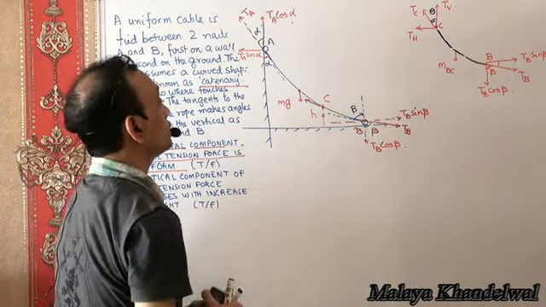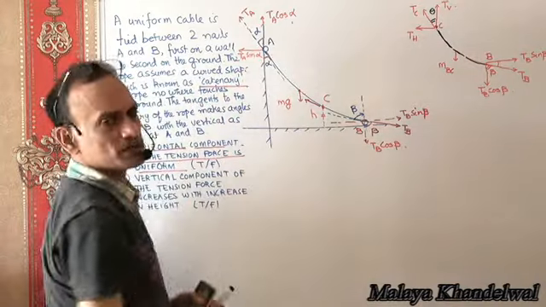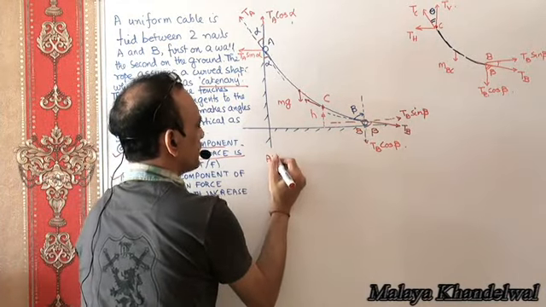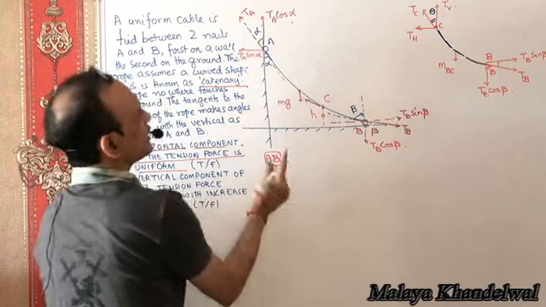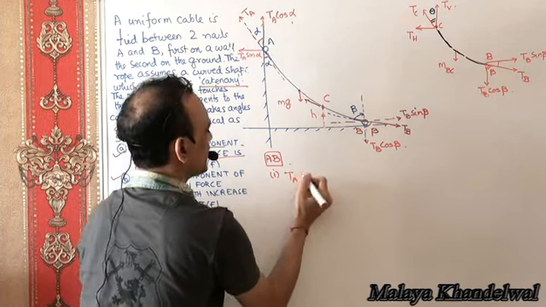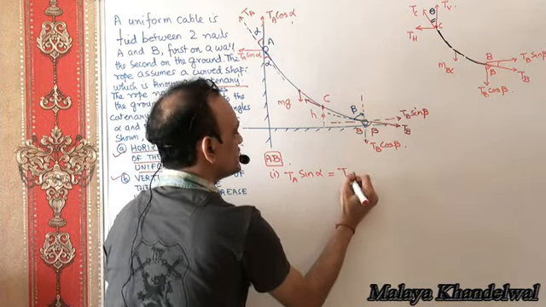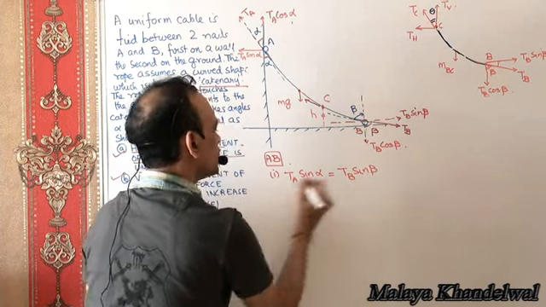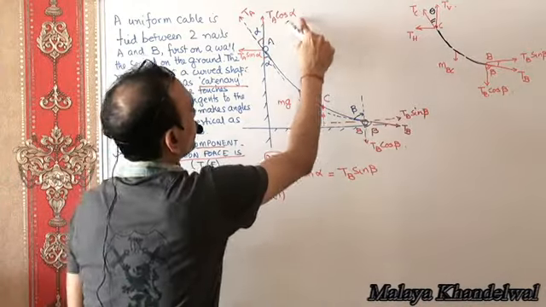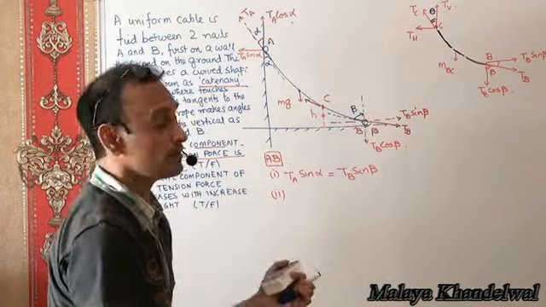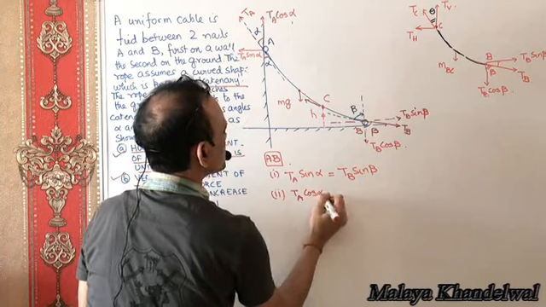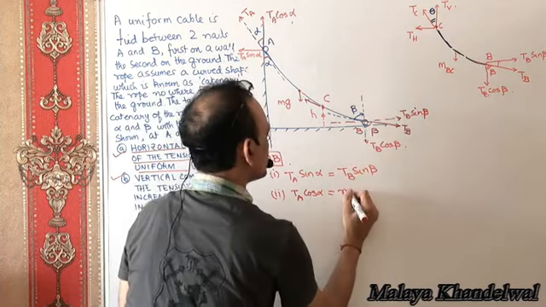Now, look at AB first. There is equilibrium of AB. Let me write down the equations for AB. There is equilibrium for AB. That means the horizontal components will cancel off. That means 1, TA sin alpha will be equal to TB sin beta, right? 2, the vertical components TA cos alpha, mg and TB cos beta must take care of each other. So that means net vertical force, which is TA cos alpha, must balance mg plus TB cos beta.